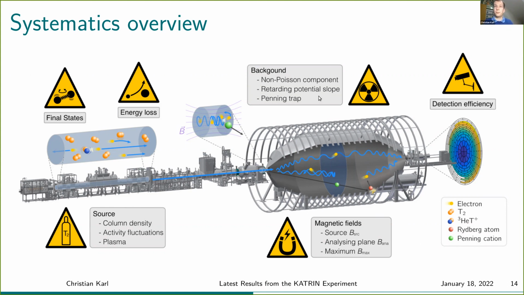In addition, we can have effects on our background, and we will later see that these are quite important, namely overdispersion due to non-Poissonian effects. It may not be perfectly flat, but there could be a slight slope in the background over our potential.